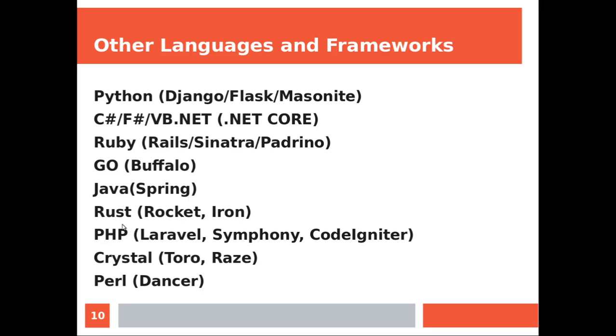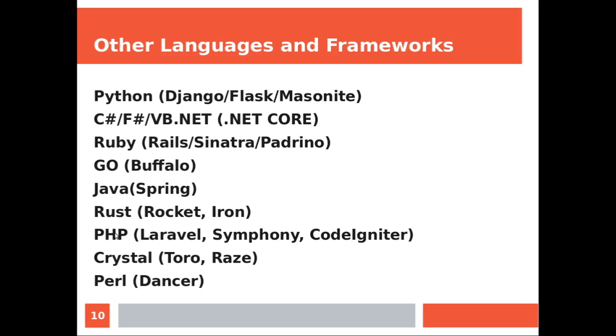Rust is a language created by Mozilla. They're famous for making Firefox, and this basically serves the same role that Go does. It's a low-level language, kind of like Java, C++, that is supposed to give you a new or better way of doing that level of work. But it does have web frameworks, Rocket and Iron.